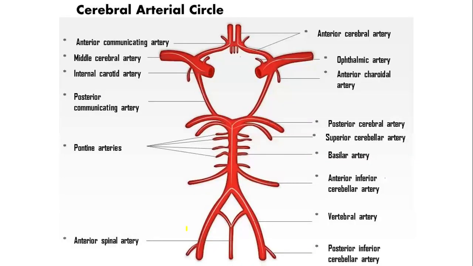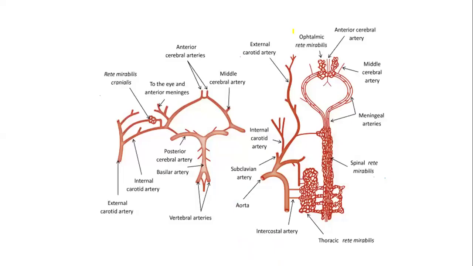So that is the cerebral arterial circle, the circle of Willis. As you have seen, the anterior inferior cerebellar artery forms the circle of Willis. Then the ophthalmic artery, this one is for the eye. Then the anterior cerebral artery supplies blood to the cerebrum. So you can see there.